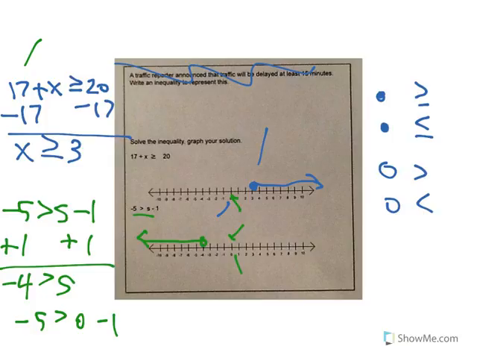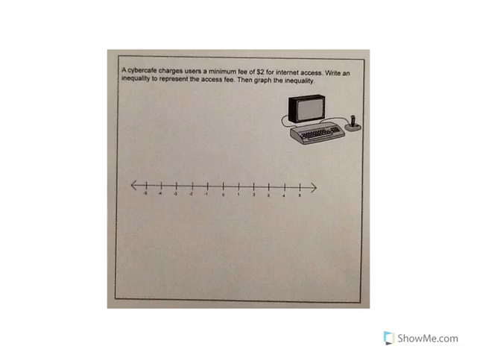I'm going to do one more here. It says, Cyber Cafe charges users a minimum fee of $2 for internet access. Write an inequality to represent the access fee. So it's a minimum fee when you walk in the door. They're charging you $2, no matter how long you spend in the internet cafe. It's kind of something that people don't do as much anymore, but still. So here, a minimum of $2. That means $2 is a solution. And it's going to be pointed in this direction because the longer you stay, the more you're going to pay. They're not going to make you pay less because you're staying a longer time.